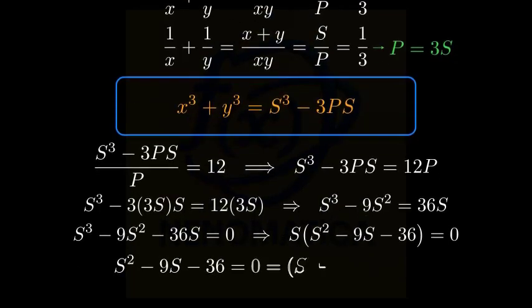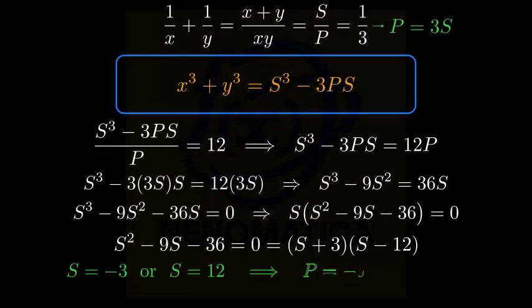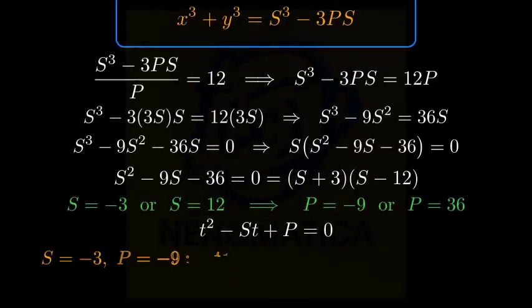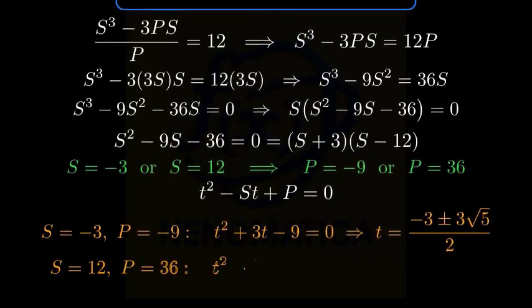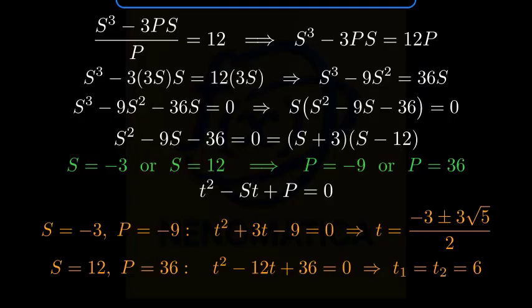The quadratic s squared minus 9s minus 36 equals 0 factors as (s plus 3)(s minus 12). Therefore, s equals negative 3, or s equals 12. Then p equals 3s gives p equals negative 9, or p equals 36. To recover x and y, solve the monic quadratic whose roots are x and y: t squared minus st plus p equals 0.